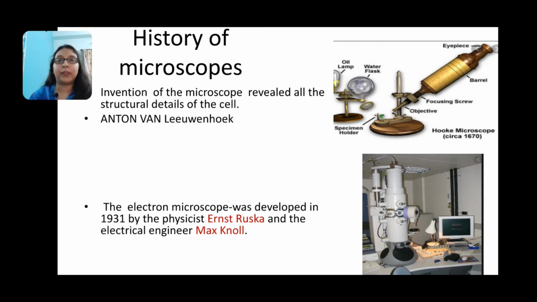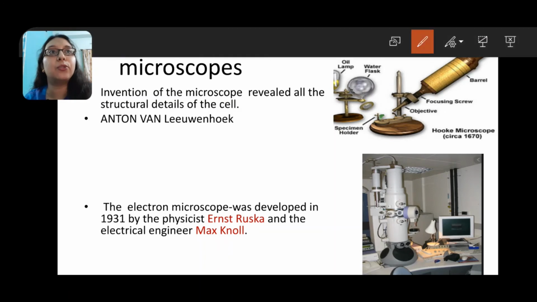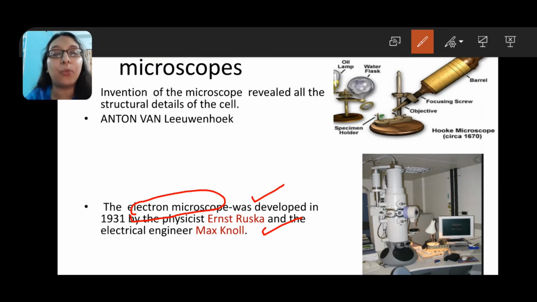But today's microscope is quite different from the simple light microscopes which were discovered at the first stage. Today's microscope is known as electron microscope. What is it known as? It is known as electron microscope. Remember one thing, who discovered the electron microscope? Electron microscope was discovered by Ernest Ruska and Max Knoll. These two people, remember the names, Ernest Ruska and Max Knoll. Ruska and Knoll, these two people discovered the electron microscope when? In 1931.